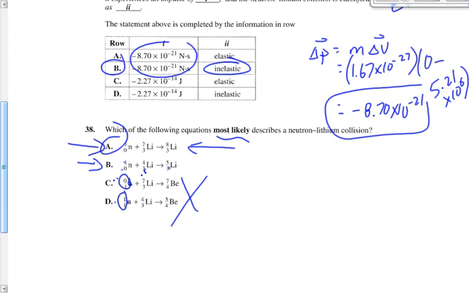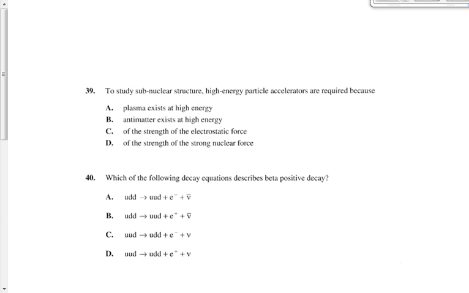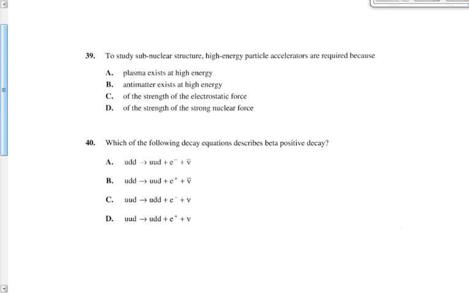Last page. Oh, last page, last day of class. Both of these questions, right? To study subatomic structure, high energy particle accelerators are required because plasma, what? It's not the answer. If you're saying plasma, then it's not the answer. Antimatter exists at high energy? What does that have to do with anything? The strength of the electrostatic force, the strength of the strong nuclear force. Both of those sound pretty good.